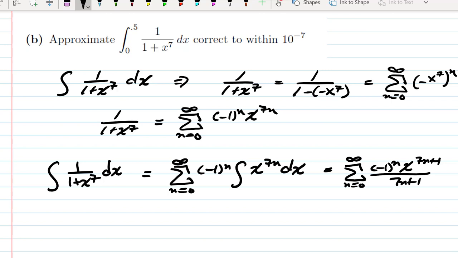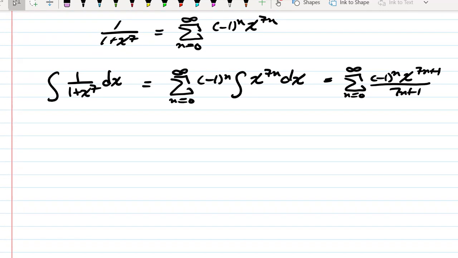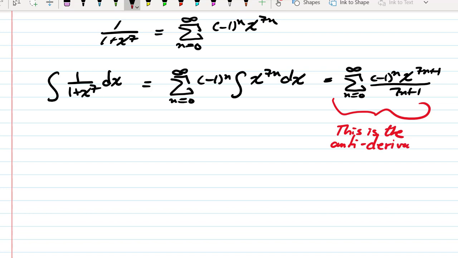Plus an arbitrary constant c, but since in part b we are going to approximate the definite integral, we don't need the plus c, right, to use part 2 of the fundamental theorem of calculus. So this is our antiderivative of 1 over 1 plus x to the 7th. So it's not an elementary antiderivative as it is expressed as an infinite series, but that is an antiderivative for that.